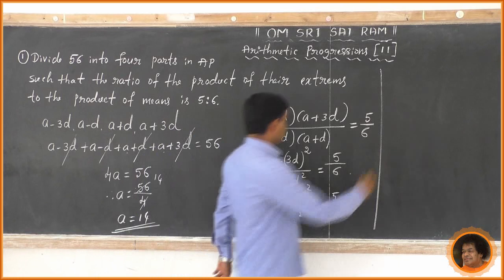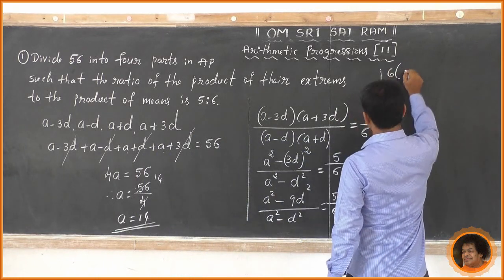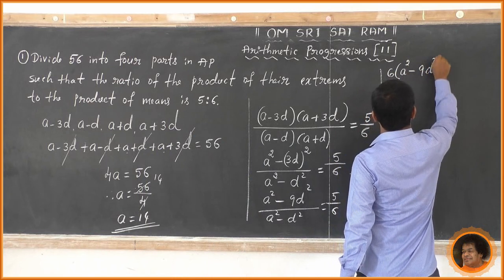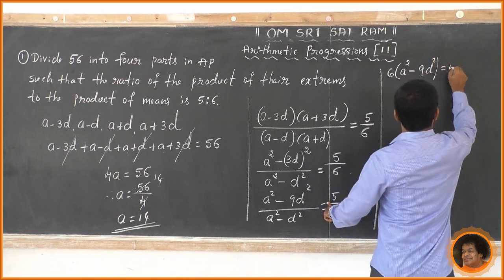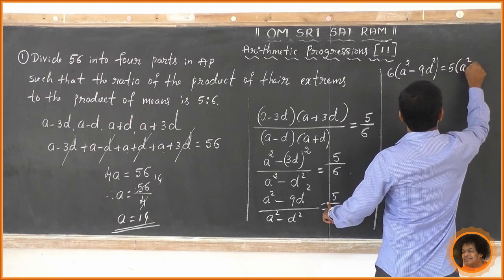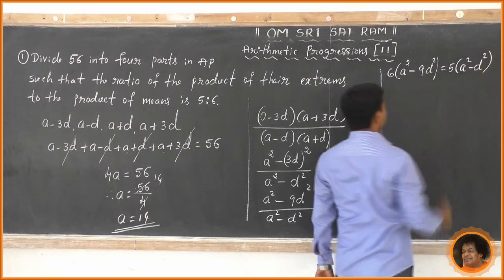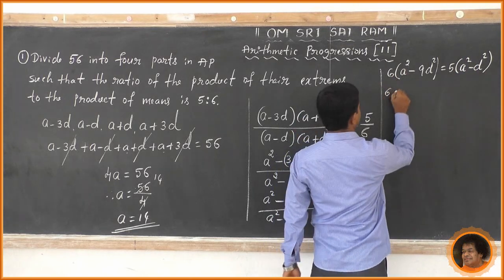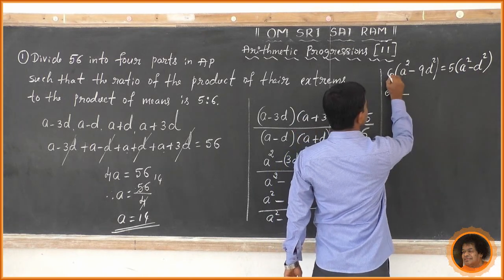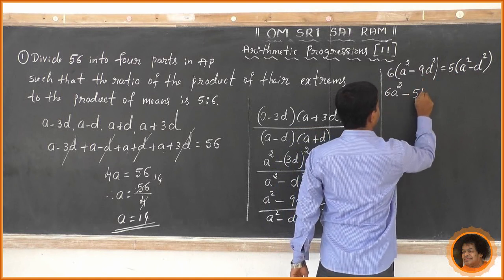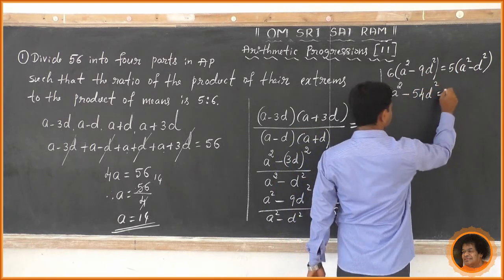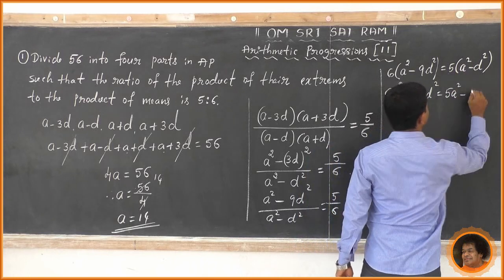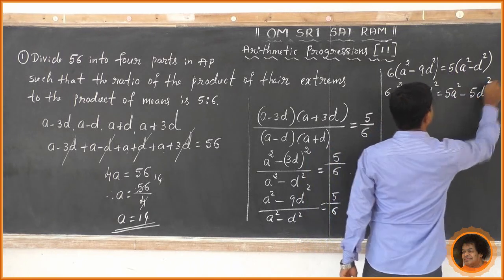Now cross multiply. So 6 into a square minus 9d square equal to 5 into a square minus d square. Multiply 6 into a square, that is 6a square. 6 into 9, 54d square. 5 into a square, 5a square, minus 5 into d square, 5d square.